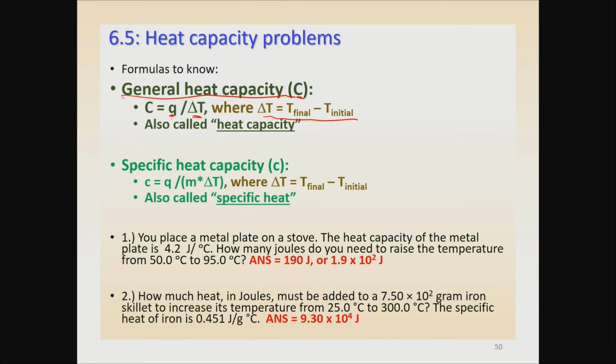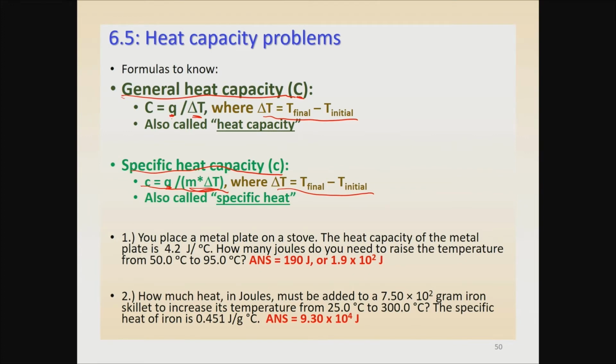Another possible problem you might see might involve using or calculating a specific heat capacity. The symbol for specific heat capacity is a little c. Here is the equation, where little c is equal to Q, which is heat, divided by m times delta T. m is the mass, and delta T, again, is the final temperature minus the initial temperature. In some problems, you won't see the phrase specific heat capacity. Instead, you'll see the phrase specific heat, and that is in reference to the same thing and uses this equation. Okay, so let's go ahead and try some problems.